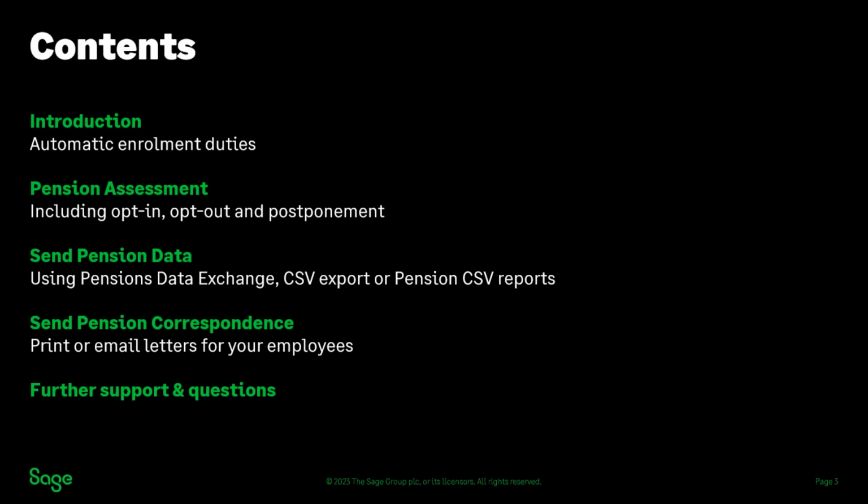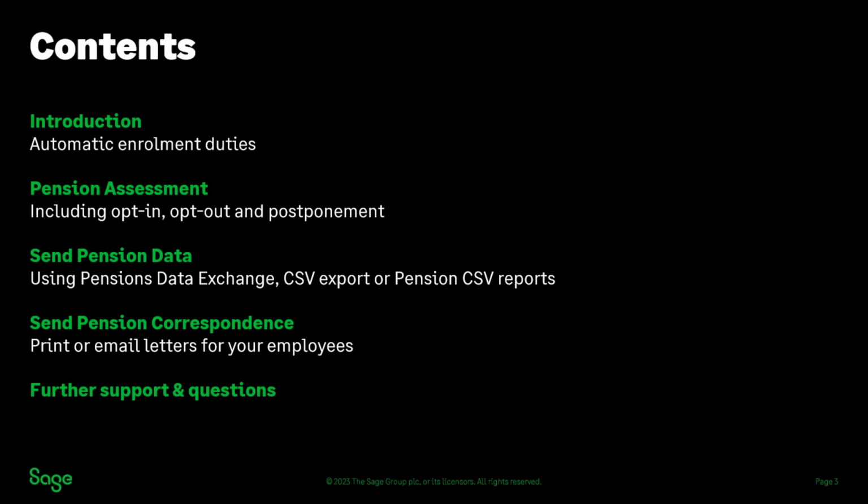We'll now take a look at what we're going to cover in the webinar. So we'll start with an introduction to an employer's automatic enrolment duties, including the ongoing duties after the employee has first staged for automatic enrolment. And we'll introduce the pensions module, which is designed to help manage those duties. We're then going to give you a demonstration of the pension assessment option, which will be a key part of your payroll process with the pensions module, and it deals with ensuring that anyone who meets the criteria gets put into a pension scheme and allows you to easily manage any opt-in or opt-out requests and to apply postponement where needed.